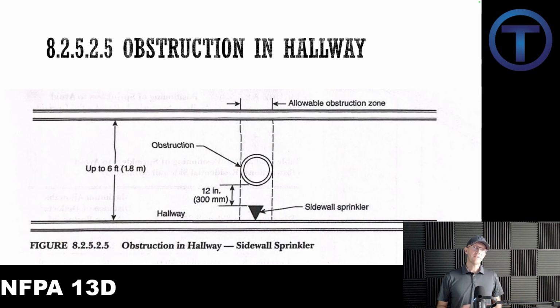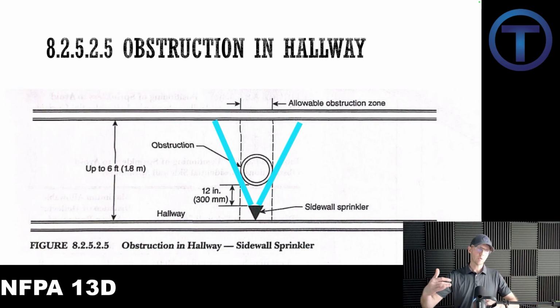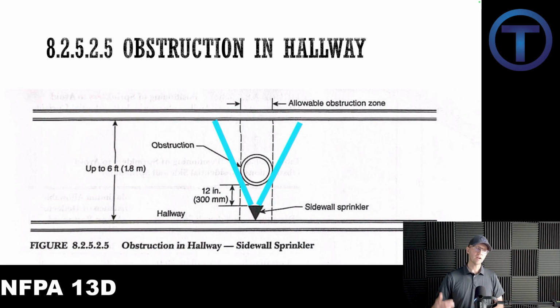In the 2025 edition of the code, we see this 8.2.5.2.5 diagram. Once again, it's just like the other one. You've got a 6 foot wide hallway. This time we're dealing with a sidewall sprinkler, but as long as it's 12 inches away from the obstruction, the shadow area on the other side, they're calling that the allowable obstruction zone. Basically, that water is going to have enough proximity within that 6 feet to be able to splash around the obstruction and we can get the job done.